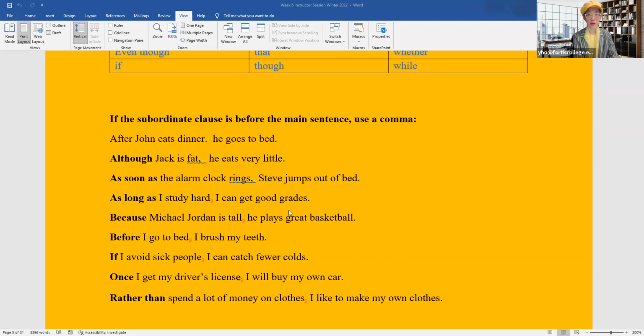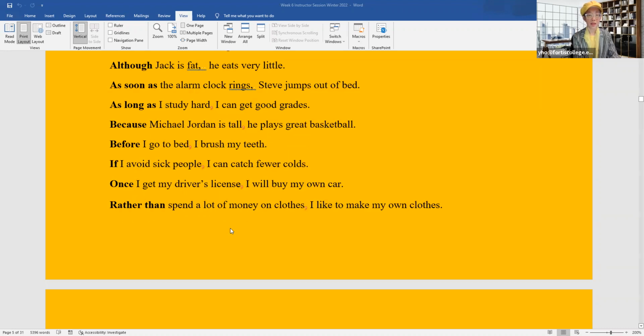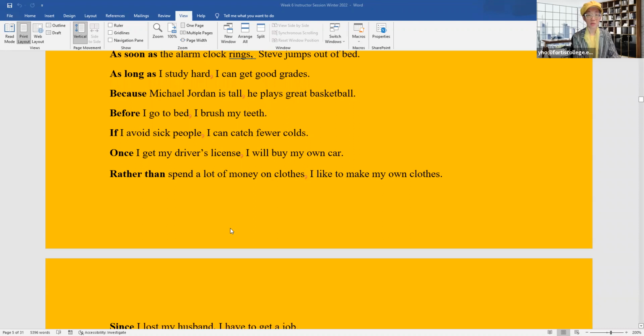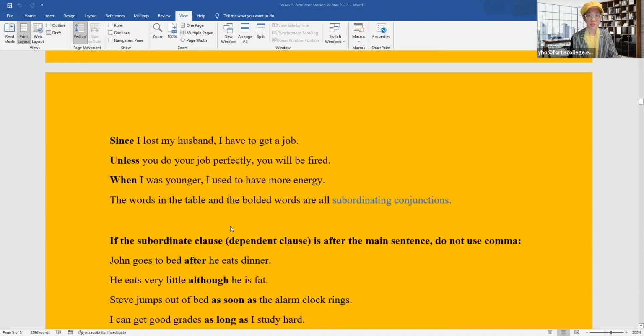As long as I study hard, I can get good grades. Because Michael Jordan is tall, he plays great basketball. Before I go to bed, comma, I brush my teeth. If I avoid sick people, I can catch fewer colds. Once I get my driver's license, comma, I will buy my own car. Rather than spend a lot of money on clothes, I like to make my own clothes. Since I lost my husband, I have to get a job. So you have the dependent clause and the independent clause, "I have to get a job."